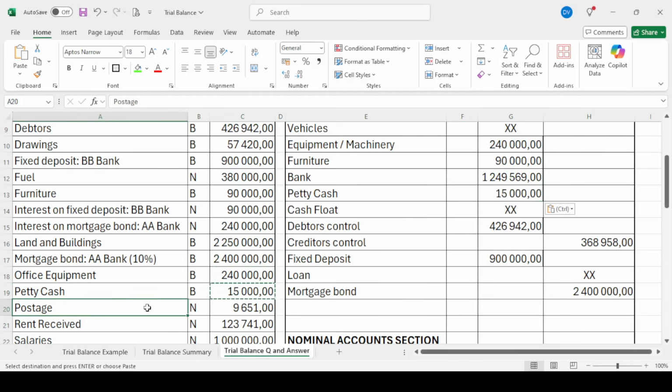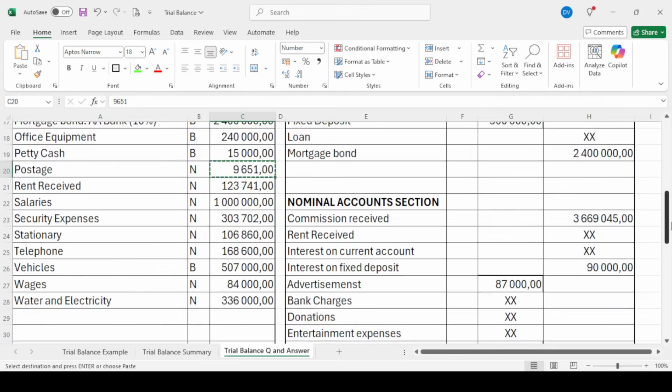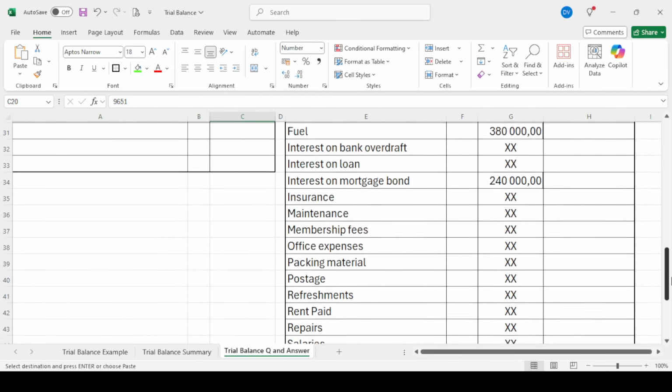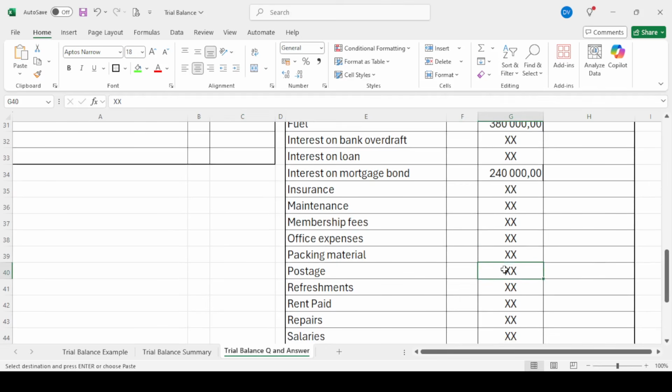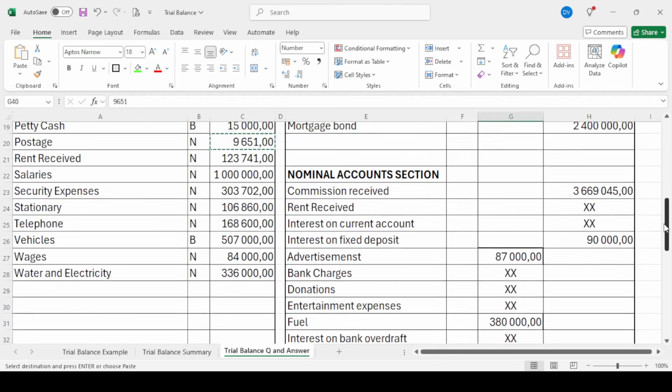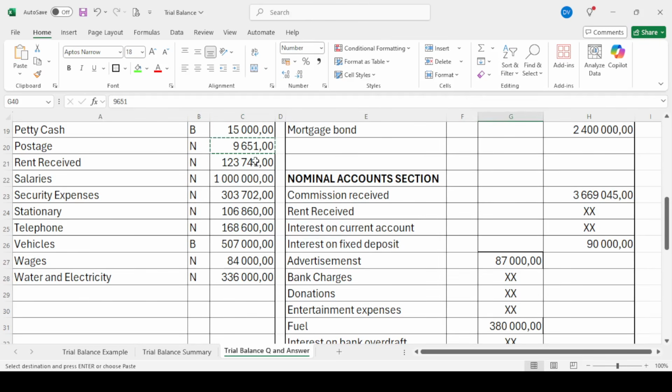Postage is something that we just had to pay, so it's an expense. And we have to put that under our nominal account section. We've got postage here. You just fill it in. Rent received, that's an income. And it goes under our nominal account section on the credit side as money received.